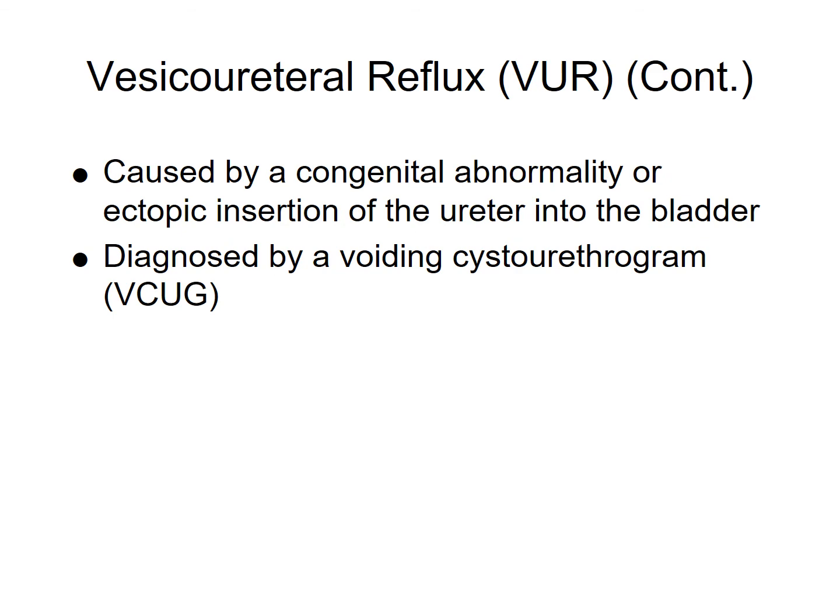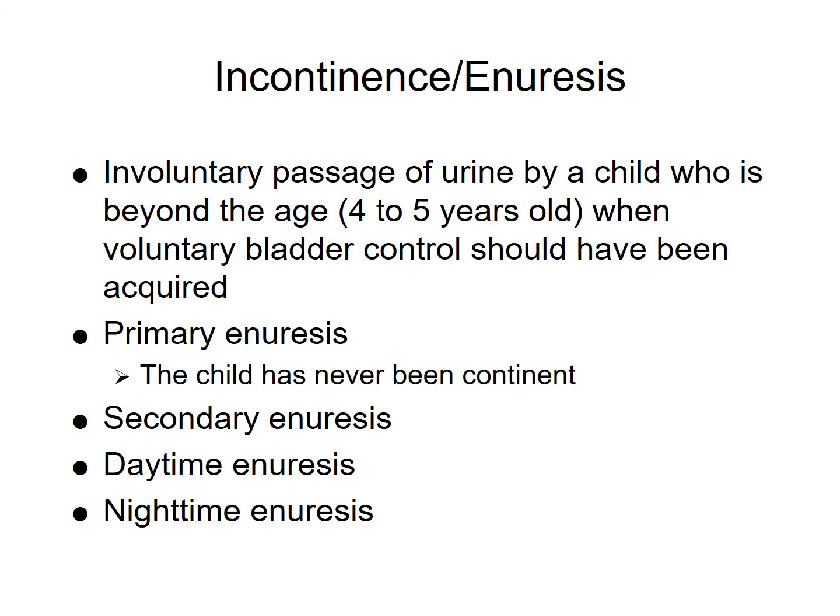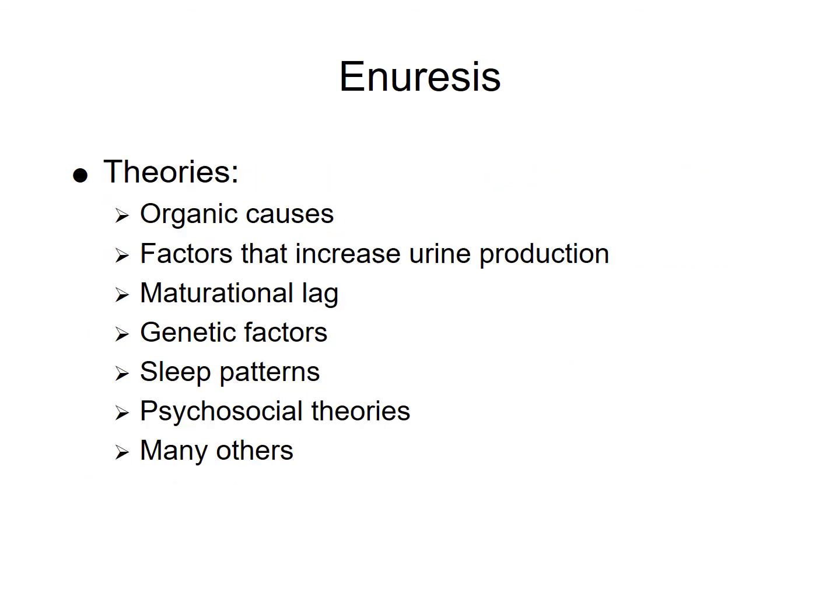This can be caused by congenital abnormality or ectopic insertion of the ureter to the bladder, and it can be repaired surgically if needed. Incontinence is the involuntary passage of urine by a child who's beyond the age of 4 to 5, when voluntary bladder control should have been acquired. There's primary, secondary, daytime, and nighttime enuresis with children. There are different theories associated with enuresis.